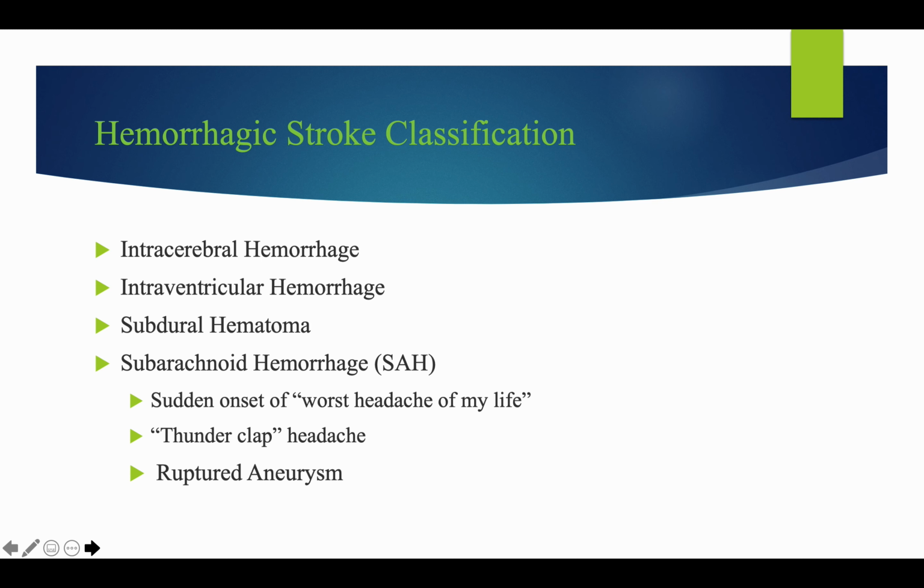Hemorrhagic stroke classifications occur within the brain or between the brain and the skull. A general overview is an intracerebral hemorrhage, which is also known as an ICH, within the cerebrum or the brain tissue itself. An ischemic stroke can hemorrhagically convert or lead to intracerebral hemorrhage. 50% of intracerebral hemorrhage patients die.